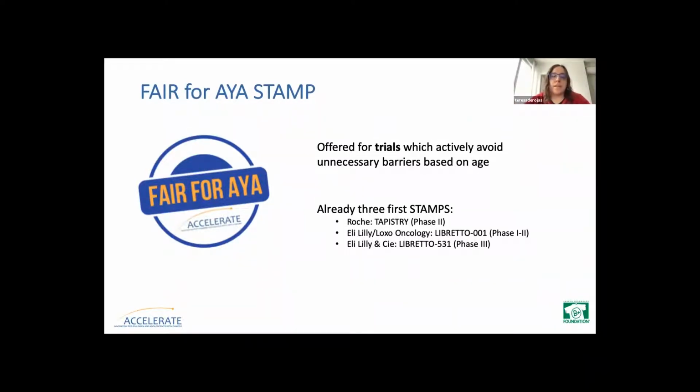One of them is the FAIR for AYA stamp, as you can see on the slide. This is a stamp that is offered for trials which actively avoid unnecessary barriers based on age. And in fact, there have been already 3 trials that have received this FAIR for AYA stamp. So these are trials that allow inclusion of adolescents below the age of 18, avoiding unnecessary barriers to innovation for these patients.